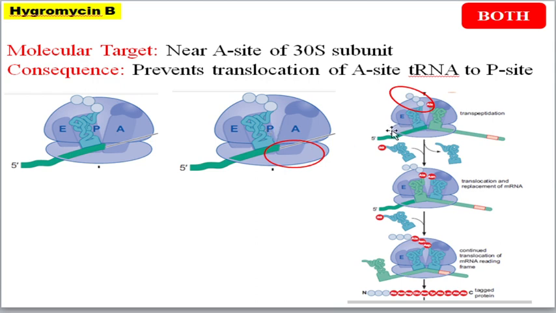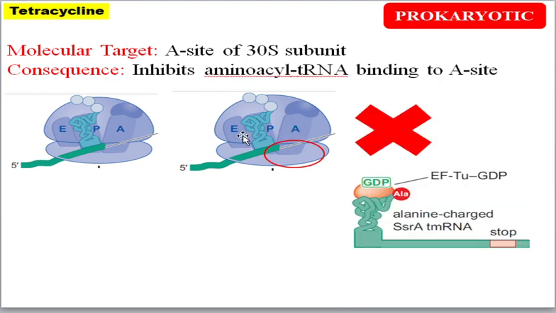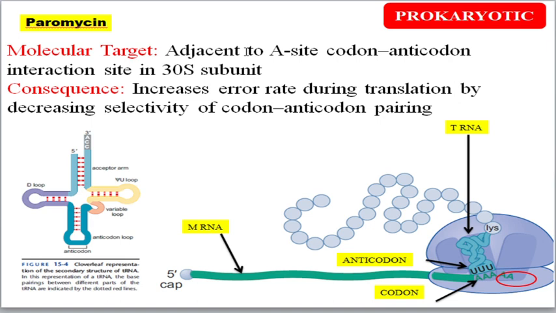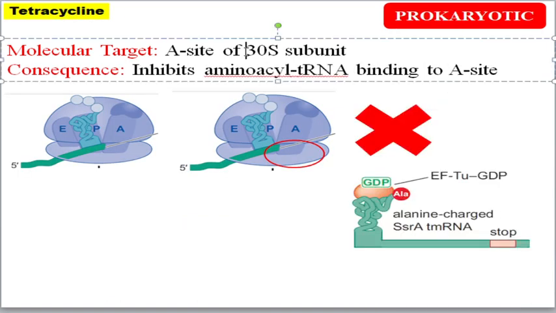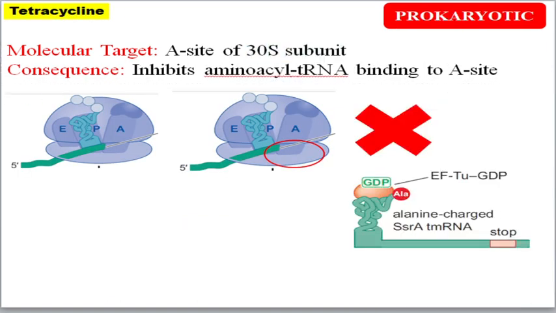Once one tRNA is coming in, another tRNA should occupy its place. If hygromycin is present, the process of translocation will be disturbed. As a result, the tRNA which is present in the A site will not be moved to the P site, and the translation process will be frozen. Next is tetracycline. Tetracycline also acts only on the 30S subunit. So puromycin, hygromycin and tetracycline act only on the 30S subunit. So just remember PHT. Okay, it acts on the 30S subunit.